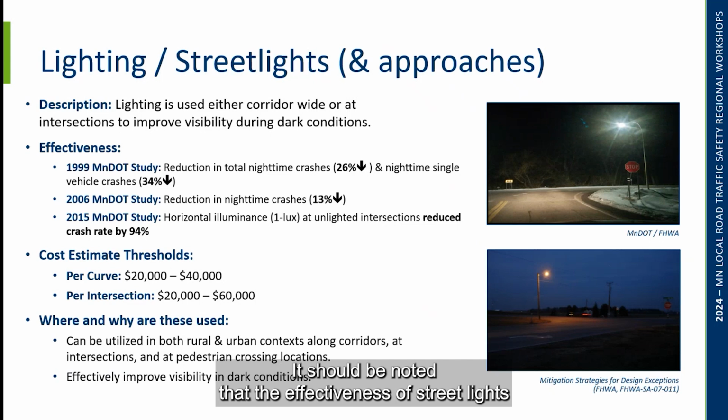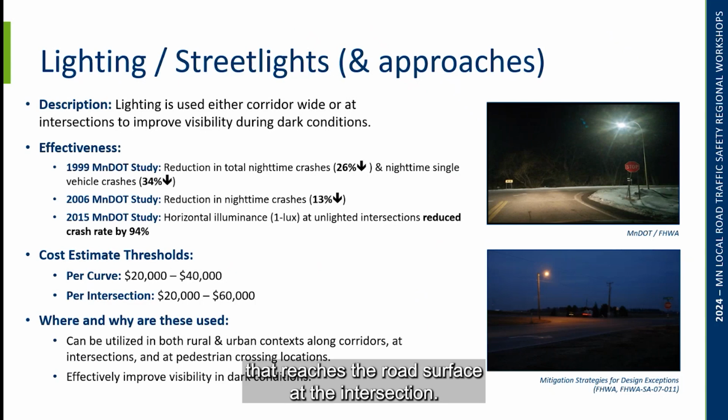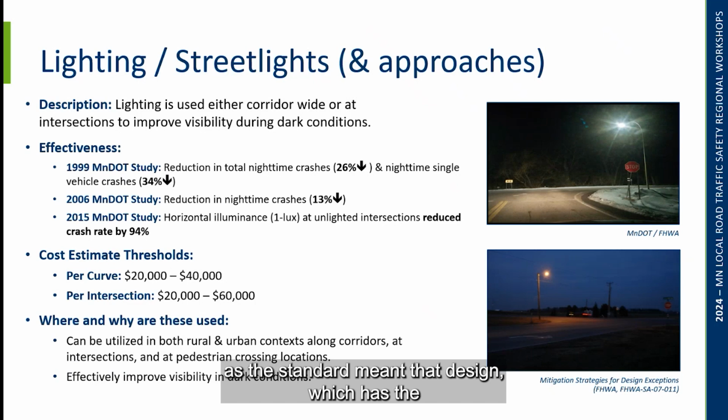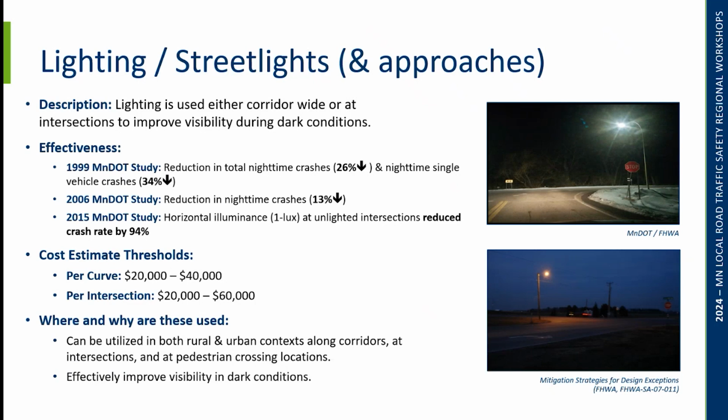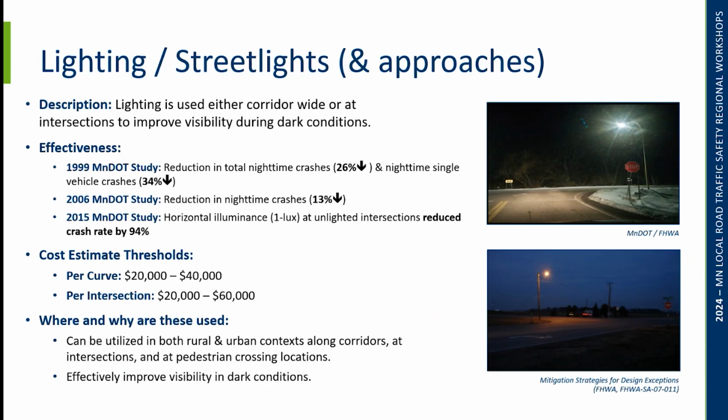It should be noted that the effectiveness of streetlights is not a function of the amount of light that reaches the road surface at the intersection. A luminaire on a davit arm on a utility pole in the corner of the intersection has proven to be as effective as the standard MnDOT design, which has the luminaire much closer to the intersection.